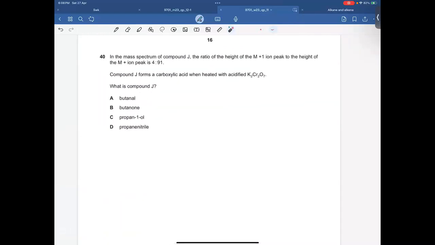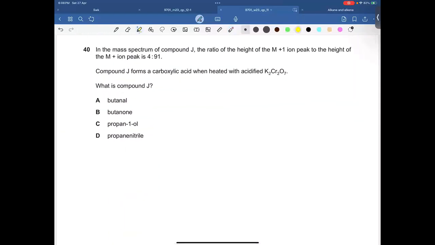Last question of this paper. In the mass spectrum of compound J, the ratio of the heights of M+1 peak and the molecular ion peak is 4:91. Compound J forms a carboxylic acid when heated with acidified K2Cr2O7. Oxidation takes place. So butanone won't be the right answer because butanone cannot oxidize. Similarly, propane nitrile cannot react with potassium dichromate.